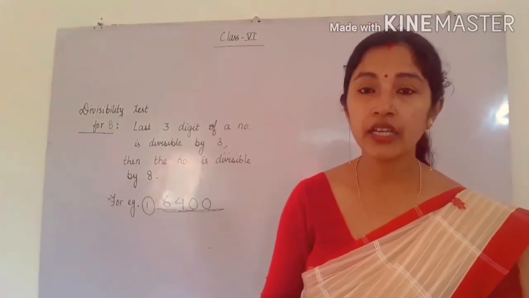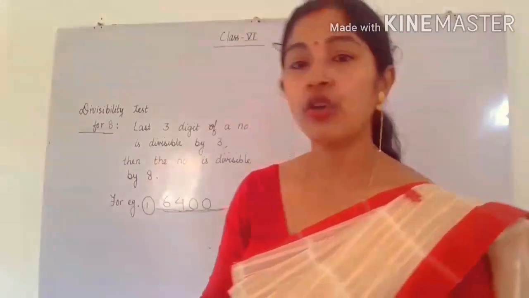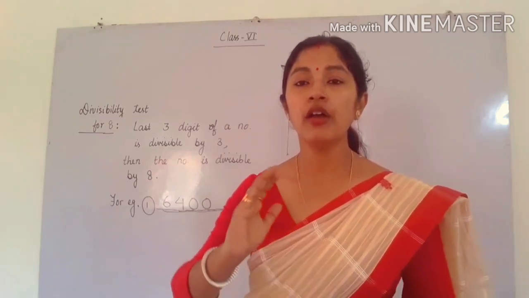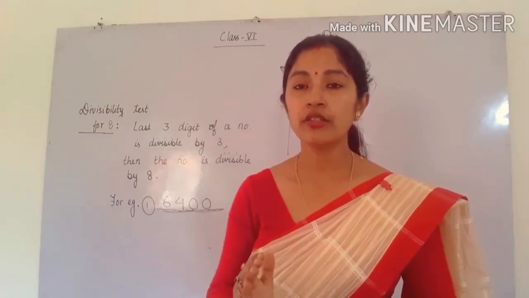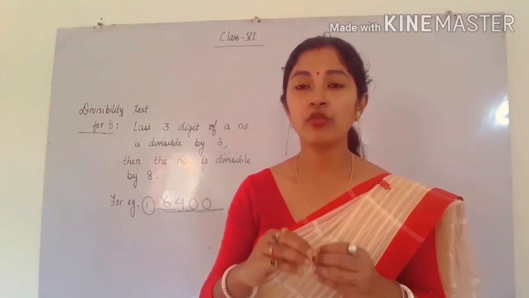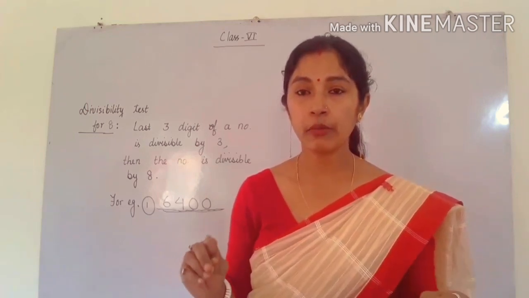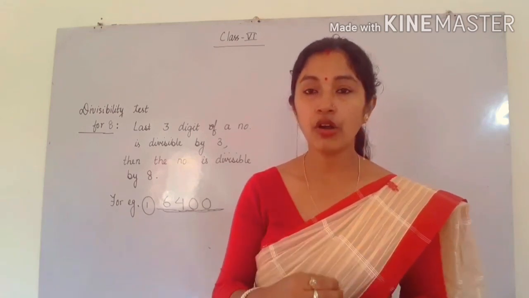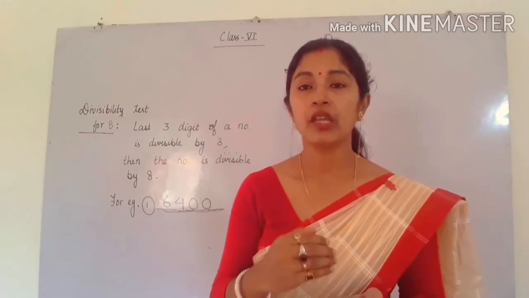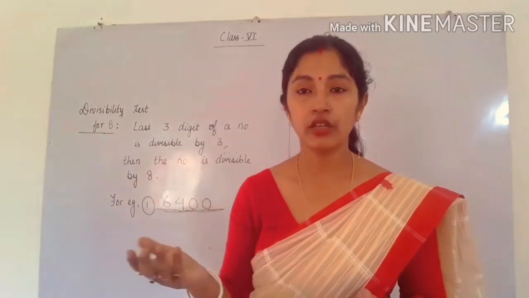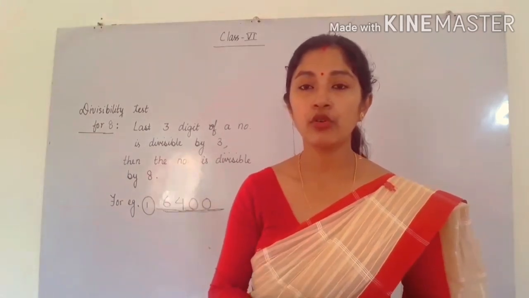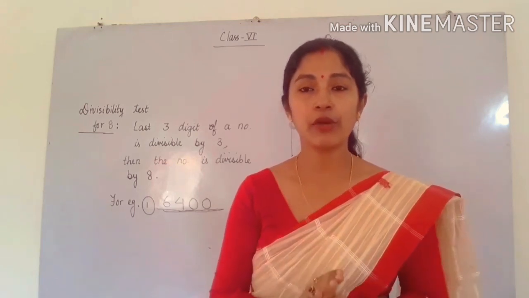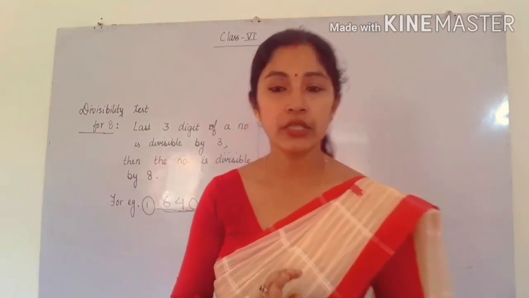For the divisibility test for 9, you have to do the same thing that you did for the divisibility test for 3. The test for 3 was to add all the digits of a given number and divide the sum by 3. But in case of 9, you have to add all the digits and check if the sum is divisible by 9. Then the whole number is divisible by 9.